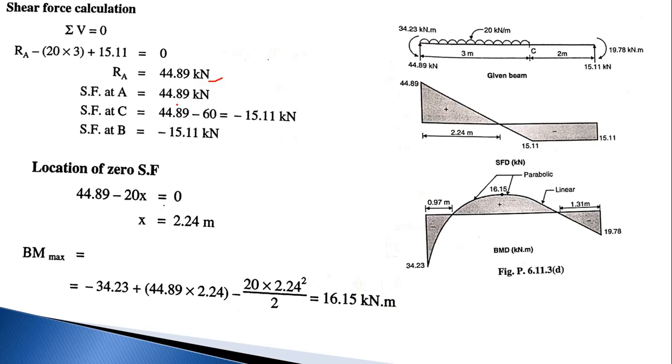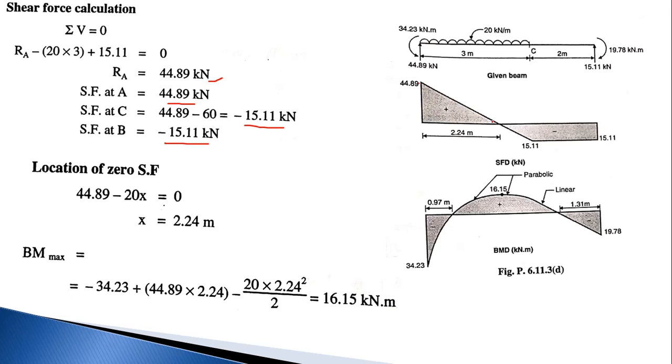So the shear force at A becomes 44.89. Then the shear force at C is 44.89 minus 60, that is minus 15.11 kilonewton. Then the shear force at B is minus 15.11 kilonewton. So plot the points. Shear force at A is 44.89, at B minus 15.11, so drop downside. Shear force at C is minus 15.11, so join the line.